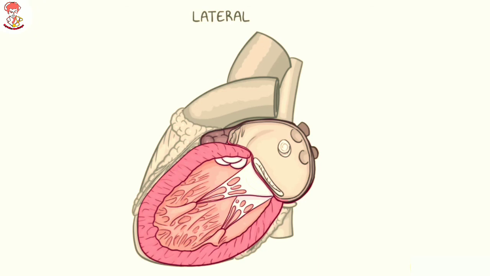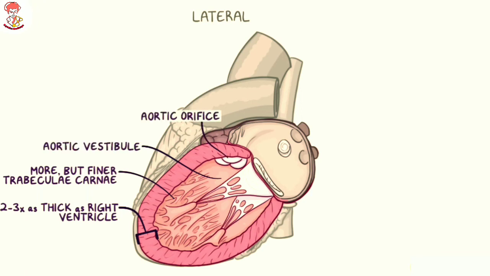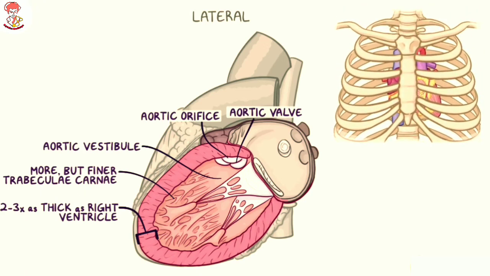Finally, let's look at the left ventricle, which forms the apex of the heart. Since pressure inside the left ventricle is higher, its walls are 2 to 3 times as thick as those of the right ventricle. The left ventricle has more but finer trabeculae carneae than the right ventricle. It also has a smooth-walled, non-muscular part, which is called the aortic vestibule, which leads to the aortic orifice and aortic valve. The aortic valve is located posterior to the left of the sternum at the level of the third intercostal space.